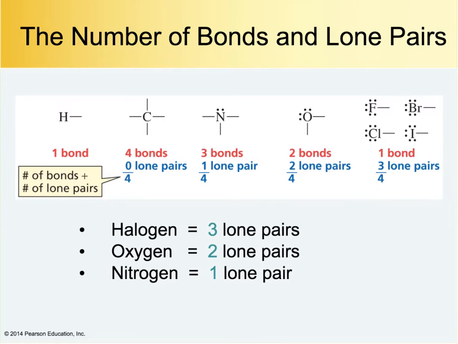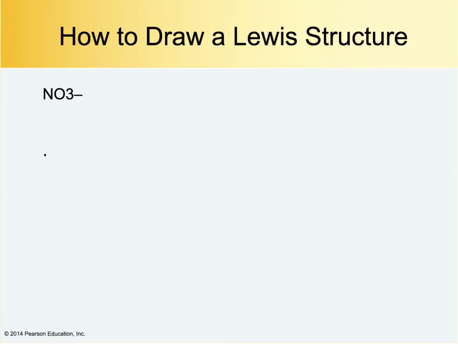So halogens have 3 lone pairs, oxygens have 2 lone pairs, nitrogen has 1. Always draw in your lone pairs. Great idea. Draw in those lone pairs. So how does this work in practice?